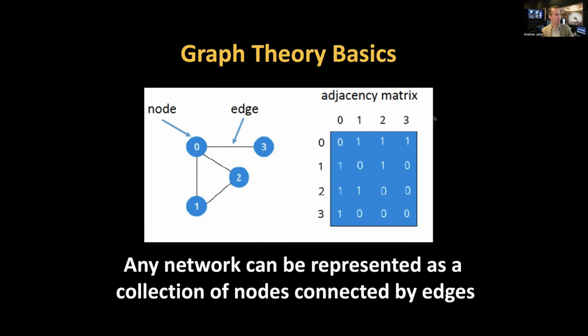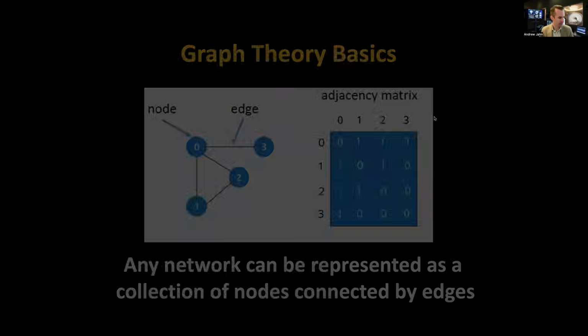And any network can be represented as a collection of nodes connected by edges. So we get to, again, a more abstract space. We start talking about networks. We talk about what's the overall connection of these different nodes with each other. And usually with fMRI data, we have some kind of cutoff where we say, above a certain correlation value, we assume that those two things are connected. Below that, they're not connected.